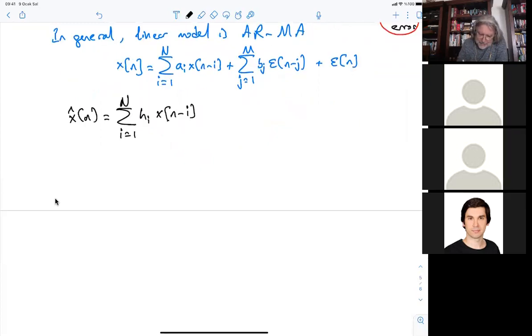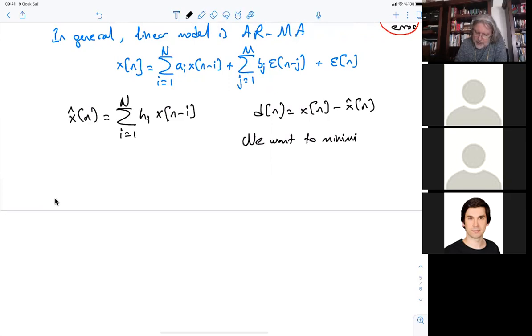And then we will have a difference d of n, which is the prediction error that can be considered in two ways, but I will use x of n minus x hat of n, or you can use x hat of n minus x of n. It doesn't really matter. So this is the prediction error, and we want to minimize the expectation of d squared of n, which is the power of the prediction error.